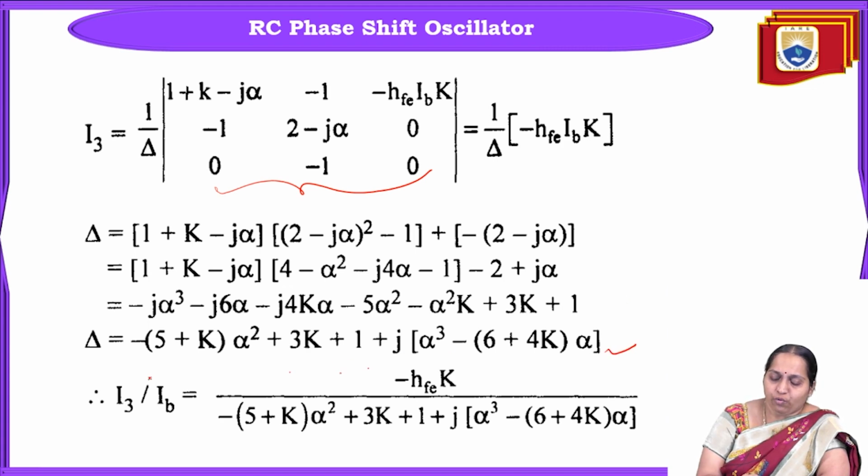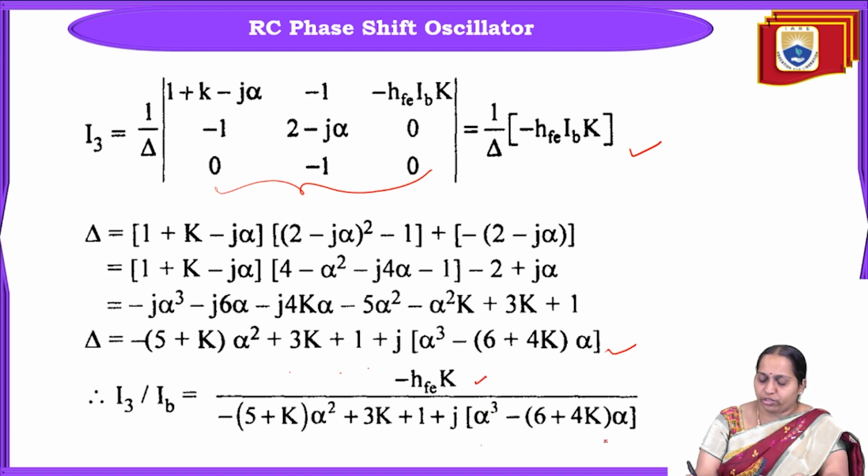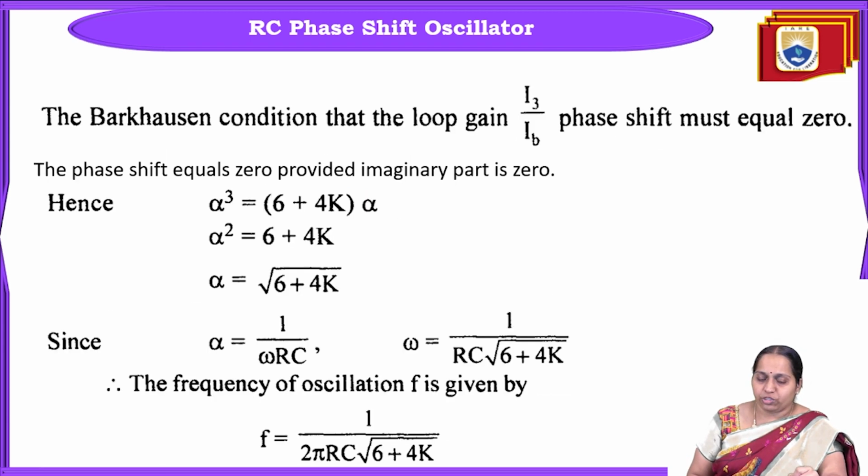Then, what is I3 by IB? From this equation, I3 by IB equals minus HFE into k by delta. Delta, whatever I got in the previous step, I have substituted here. So I3 by IB equals this much.